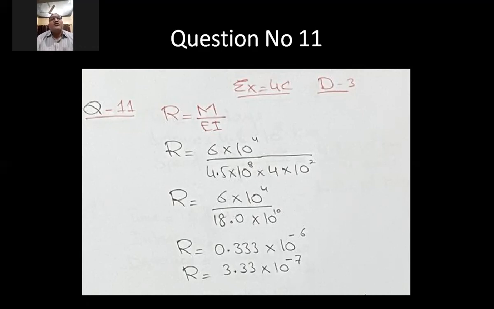If you want to do it on the calculator, note it down. It's very simple. In your calculator, you will write 6 exp 4 divided by, bracket start, 4.5 exp 8 multiplied by 4 exp 2, bracket close, equals. So you will get the same answer from the calculator. So that was question number 11.